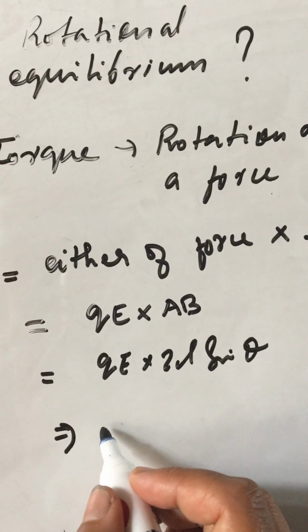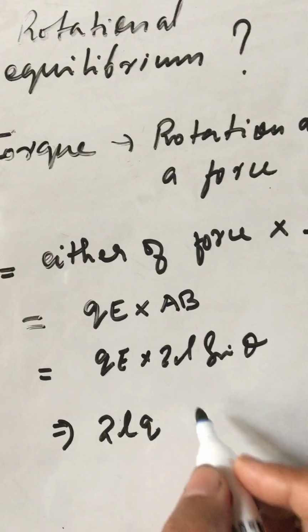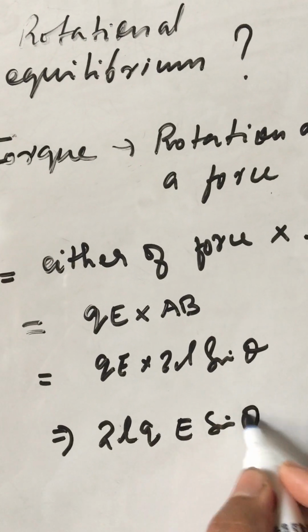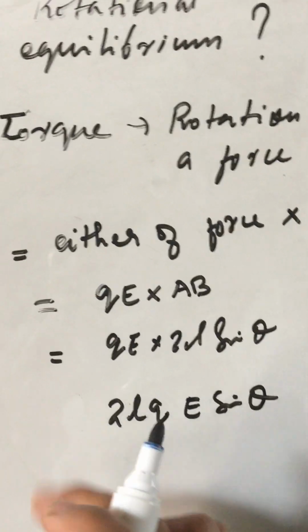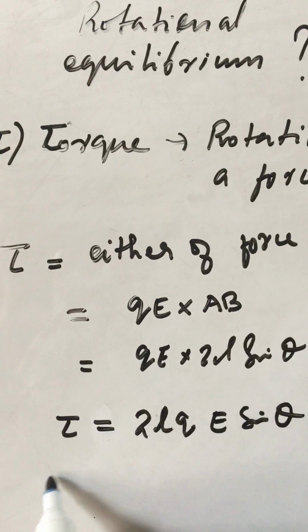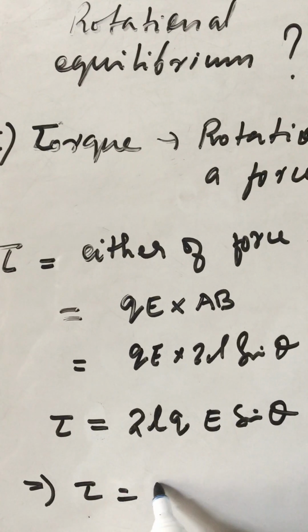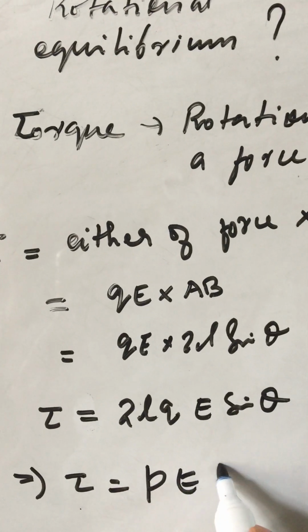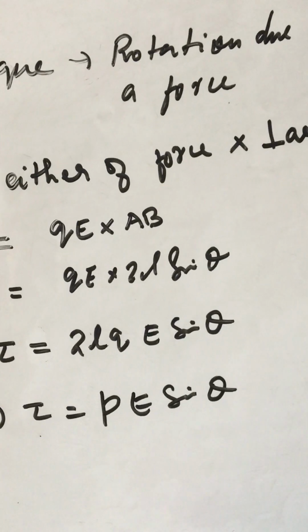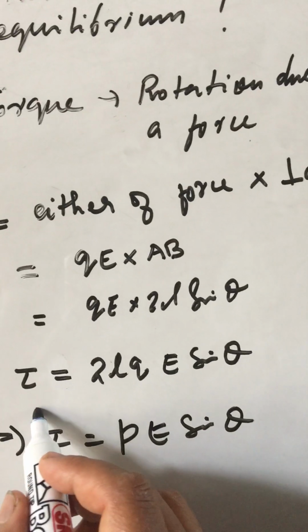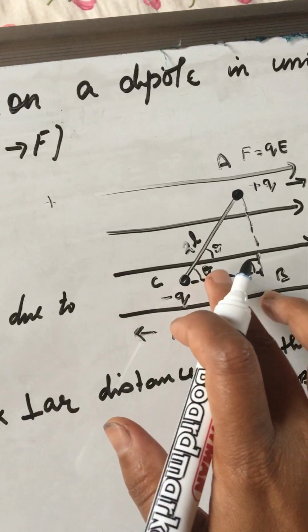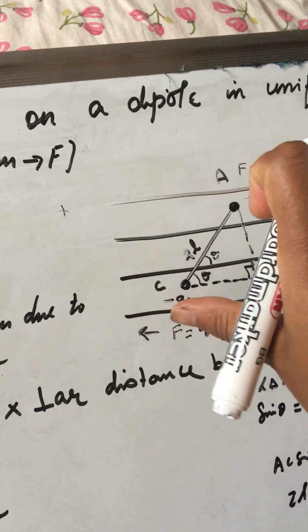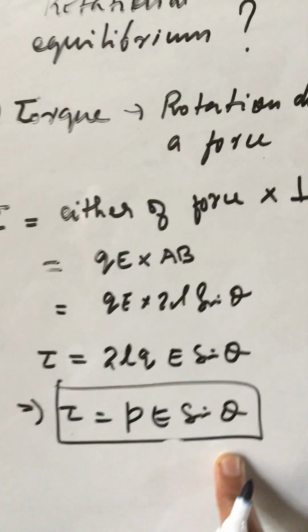Then this is 2LQE sine theta. 2LQ is what? The dipole moment, right? So this implies torque equals dipole moment P times E sine theta. So basically this is the expression of the torque acting on a dipole in an electric field. That means if the dipole is inclined at angle theta, the torque acting is given by PE sine theta. You need to remember this one.